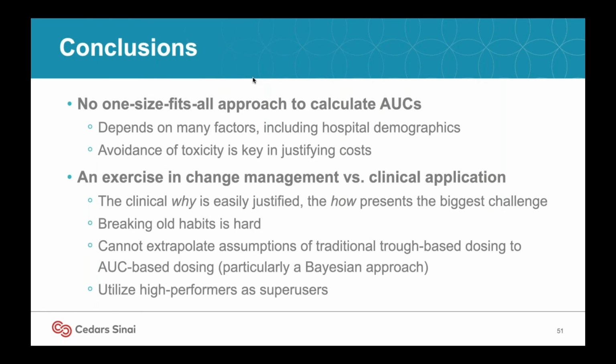And with that, I have two final comments. One, there's no one-size-fits-all approach here. You have to do what's best for your institution. And two, the clinical why here should be fairly easily justified based on what Tom and I have presented. The how-to is arguably the biggest challenge. So implementing a Bayesian platform or other AUC-based dosing strategy is primarily an exercise in change management. In order for the transition to be successful, an appropriate change management strategy is key.